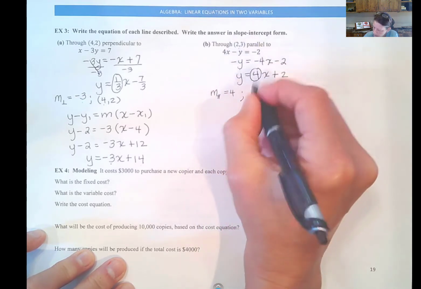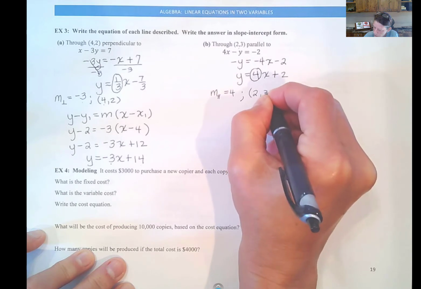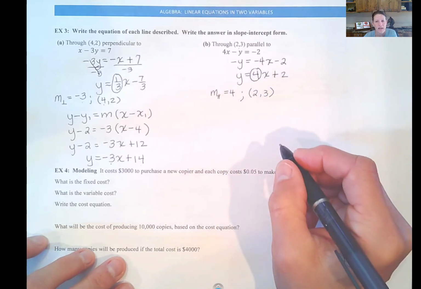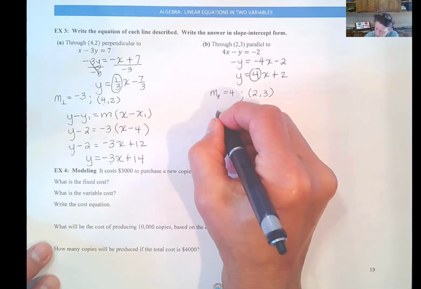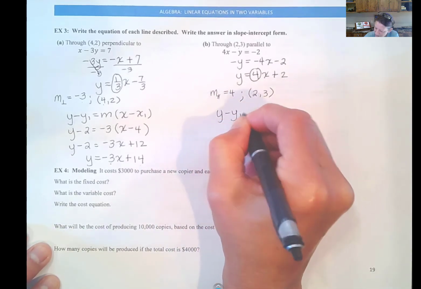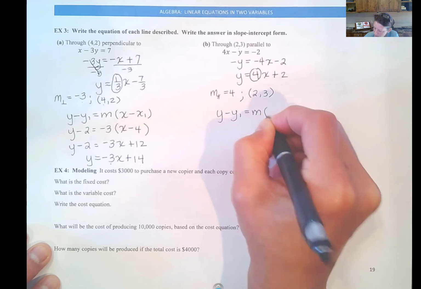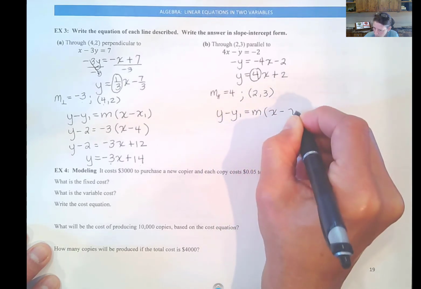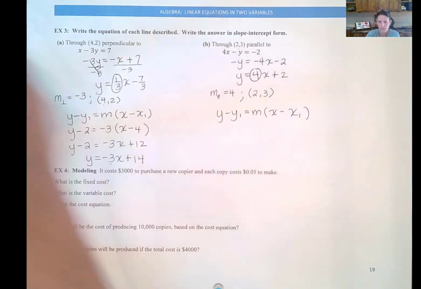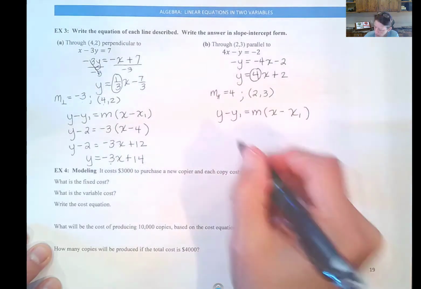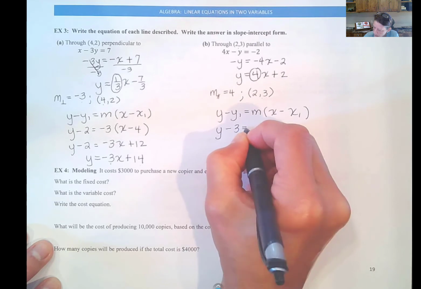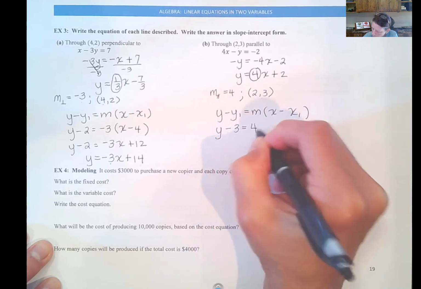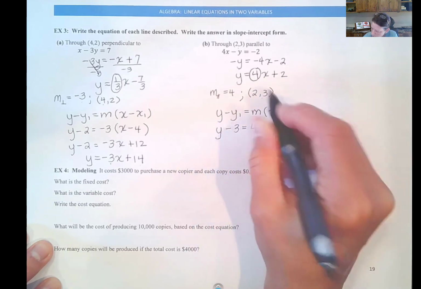Our line passes through the point (2, 3). Now we're ready to use our point-slope formula. y minus y sub 1 is slope times x minus x sub 1. Substitute values. y minus 3 is slope 4 times x minus 2.